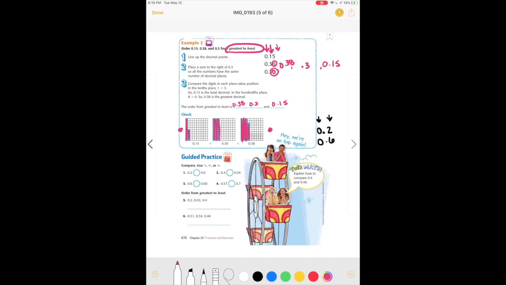6, so my alligator wants to eat my 6/10. So 2/10 is less than 6/10.